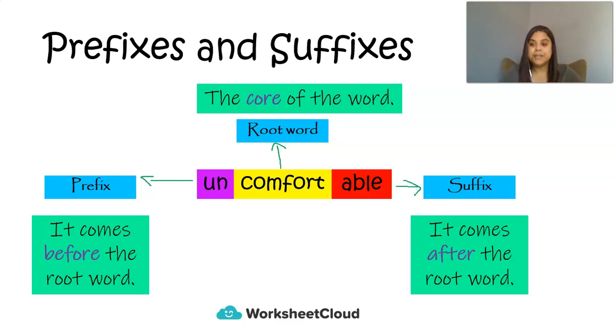So I'm going to repeat where they go before we go on to the next slide. A suffix comes at the end of the word, and the prefix comes at the front of the word. The root word does not change because it is the core of the word. However, the meaning of the word will change whenever you add suffixes or prefixes to your words.